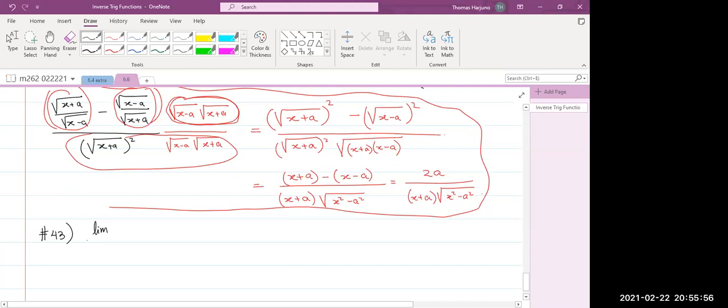limit of x approaching -1 from the positive side of sine inverse x. So take a look at the graph of sine inverse x. The graph of sine x looks like this. That's the graph of sine x. Now sine inverse will be the reflection, the one-to-one part, right? The sine inverse x will be the reflection of that graph with respect to the line y equals x. So the graph will look like this.